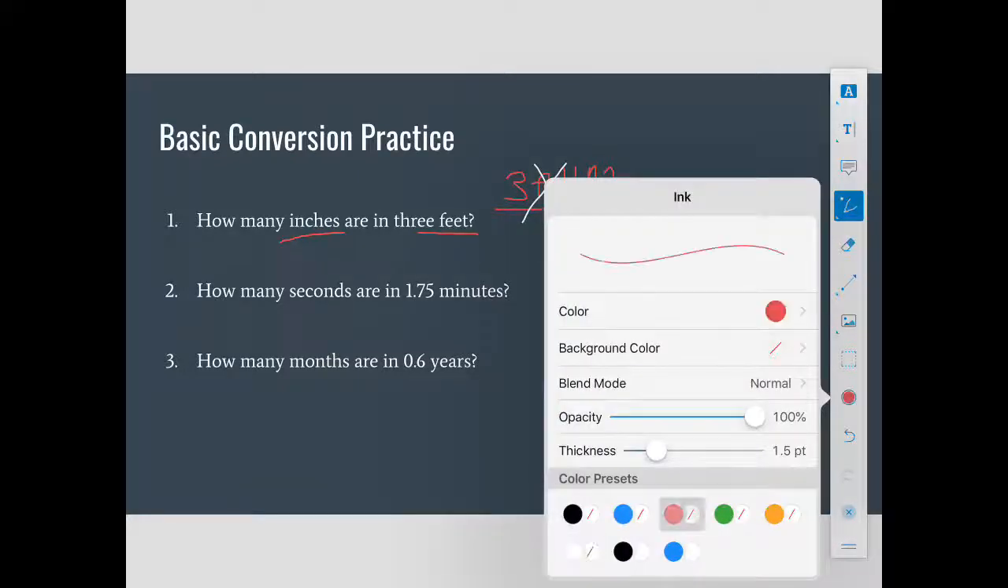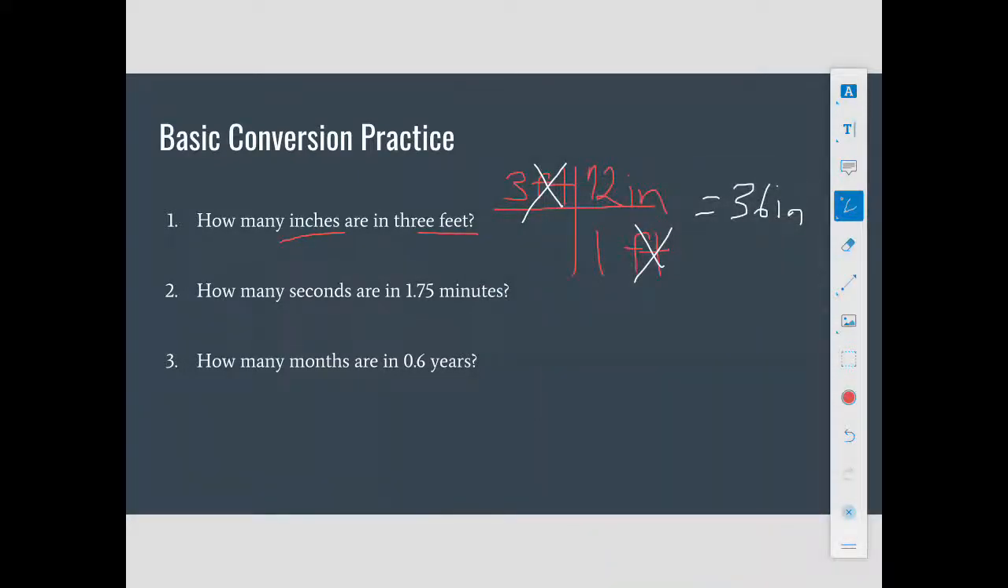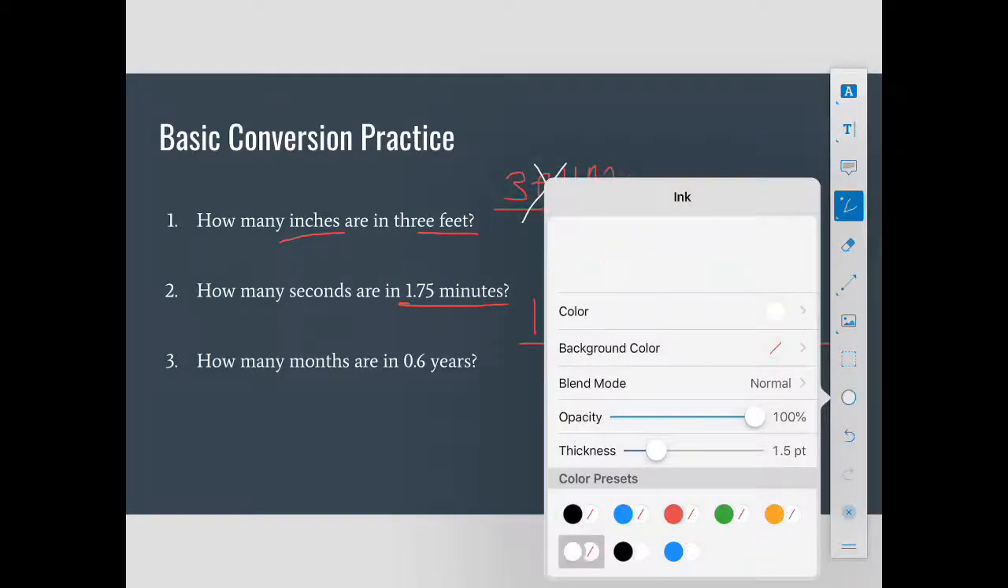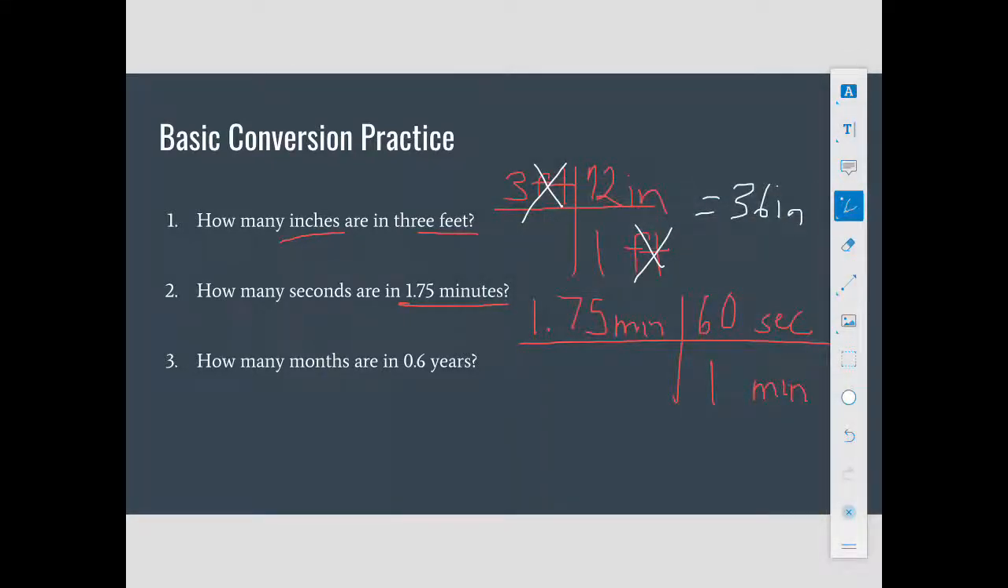Okay? Let's look at number 2 down here. How many seconds are in 1.75 minutes? All right. Well, 1.75 minutes is what we're given, so we're going to put that over here. Crosshairs. I need to get rid of minutes, so that's going to go on the bottom, and I want to get into seconds. Now all I have to do is decide, okay, how many seconds are in a minute? Hopefully you know. 60 per 1. Okay? Multiply across your top, divide across your bottom. And the answer to this one, which I'm going to put down here, 105.